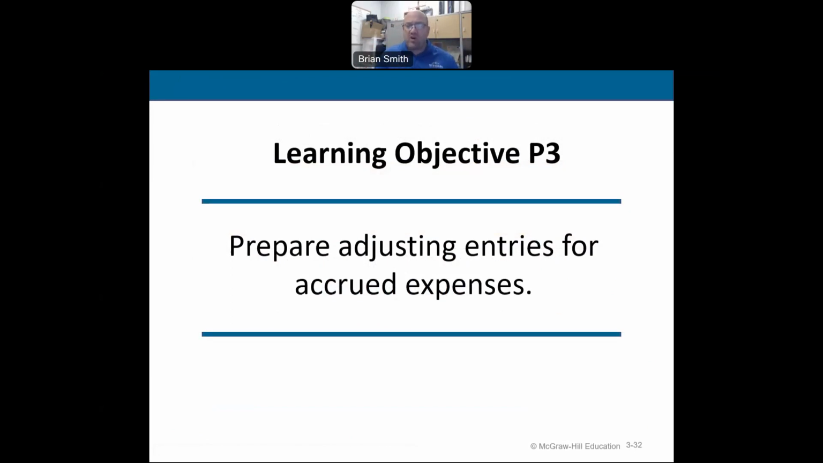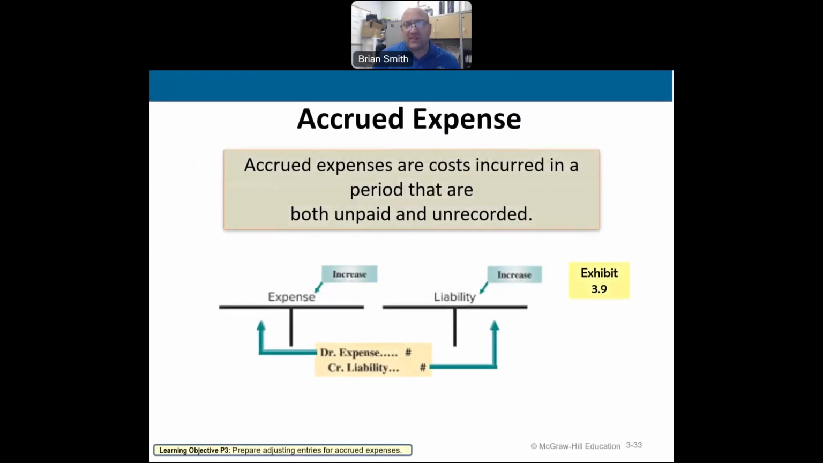So now we're going to talk about accrued expenses. These are expenses that we have incurred but have yet to record or pay. And we're going to record them now, but we haven't paid them yet. So we're going to debit our expense because we've already used those things, and we're going to credit our liability. A great example of this is salaries.